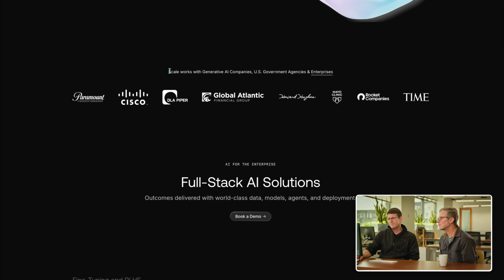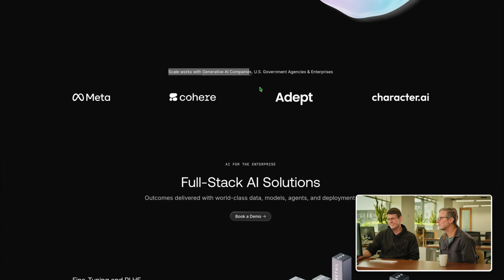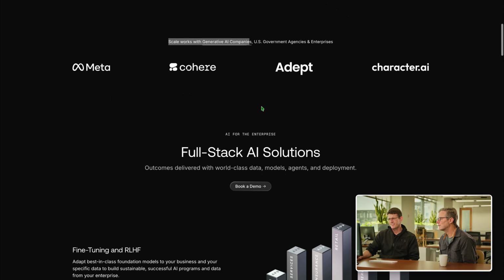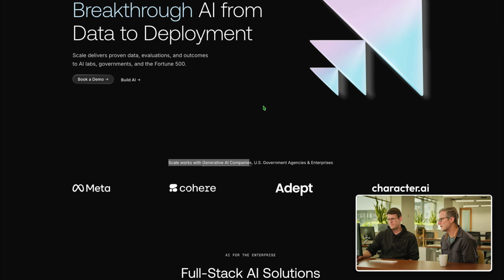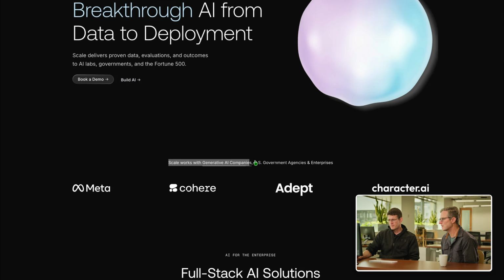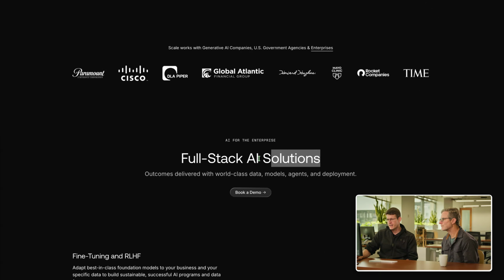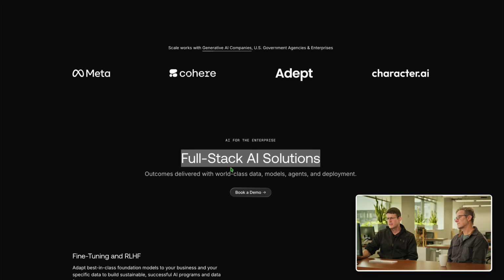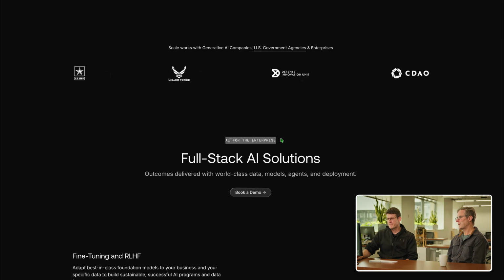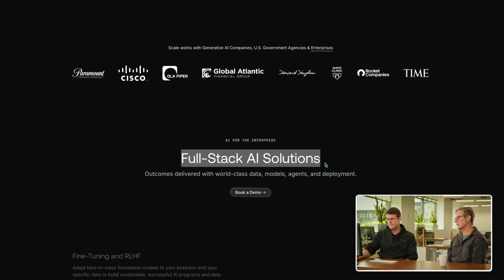Okay, so this feels like a heading. It's really small text, but it could work as a subheading, as an H2 in this case. All right, AI for the enterprise, full stack AI solutions. Text again. So I think that whole thing should be in heading 2. AI for the enterprise, full stack AI solutions. That whole thing should be in H2, even though they're treated differently visually.